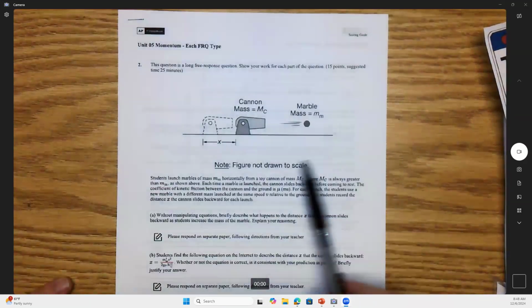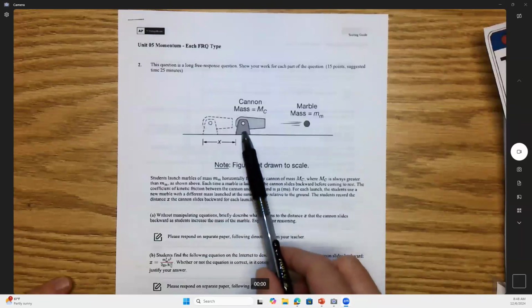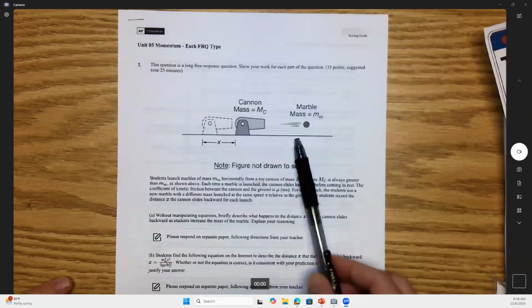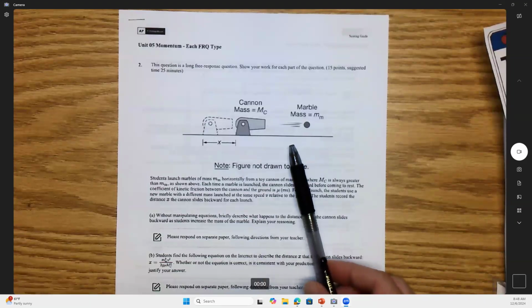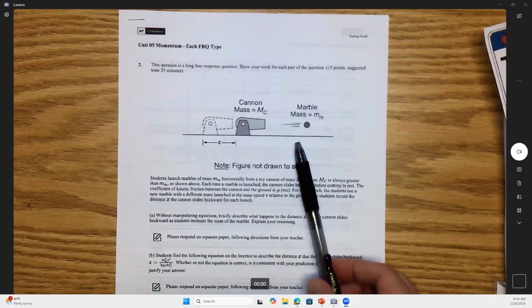You can usually get a lot from the diagram. It looks like a cannon is firing a cannonball. Ooh, guys, this is a scenario that you've seen over and over for the past couple weeks. So this looks like an explosion type situation, like a collision in reverse.